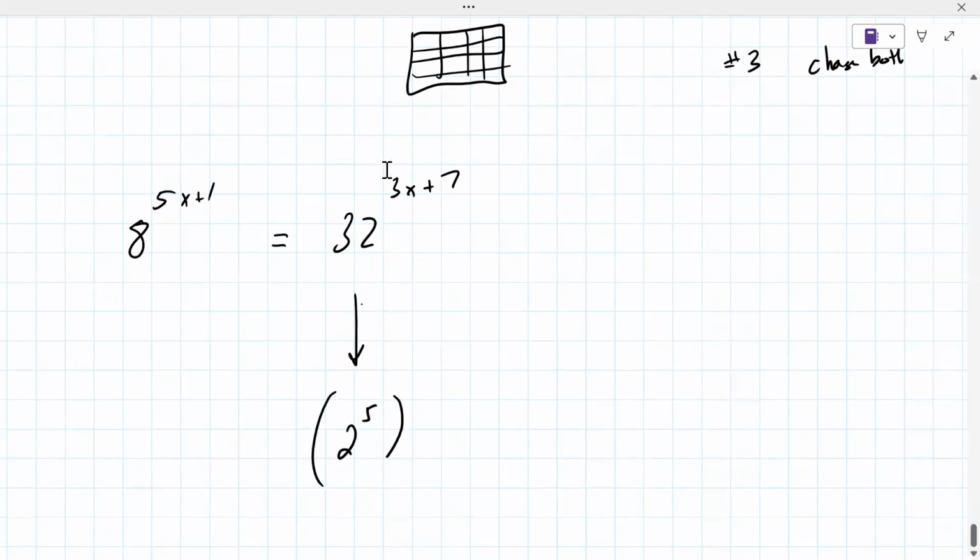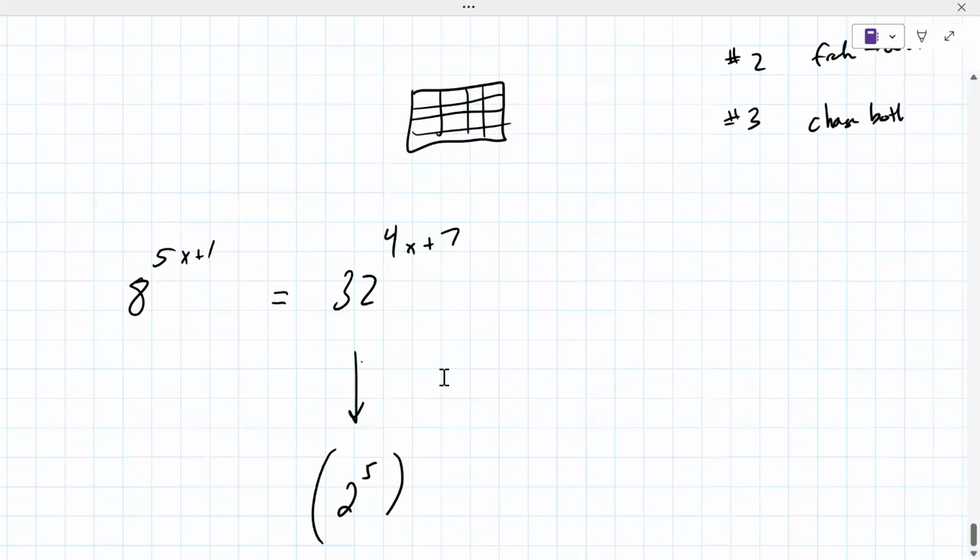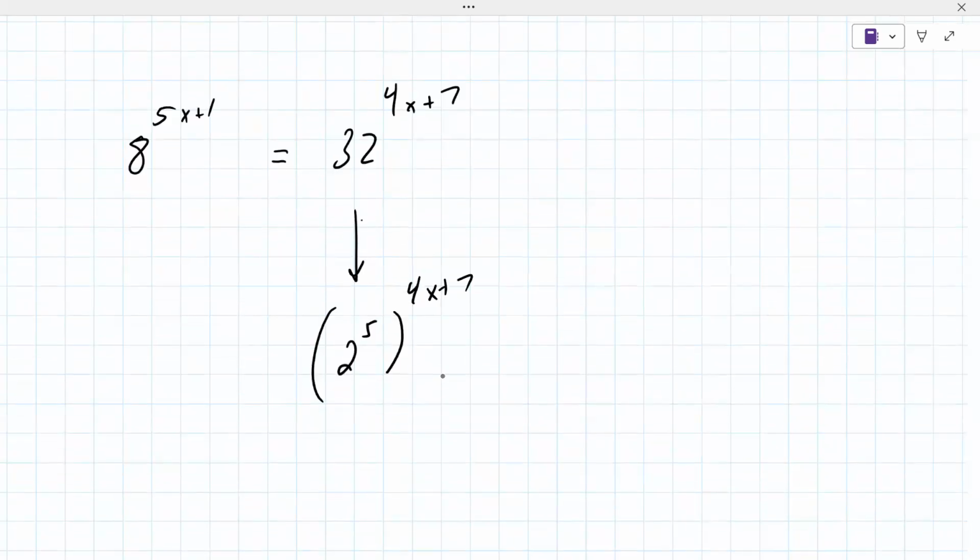And actually, I messed this up. So I'm going to change this to a 4 because it won't work the way I had it written. All right, how about 8? Can you make 8 now into 2 to some exponent? Yeah, 2 to the third. So in this strategy, you have to change both exponents.